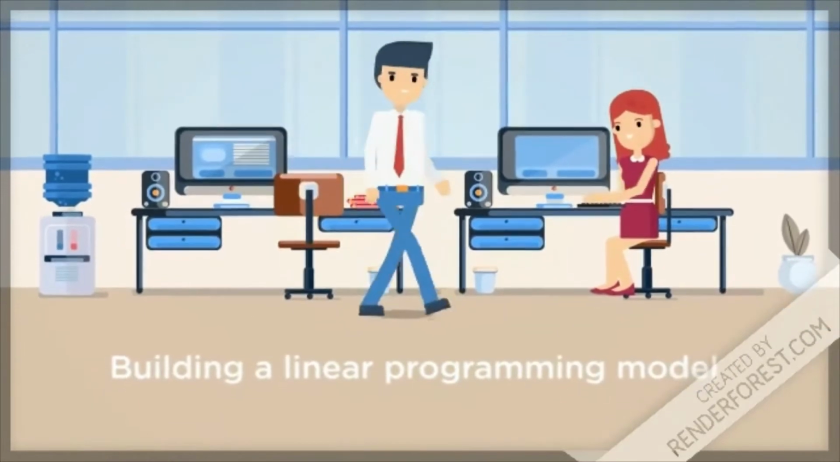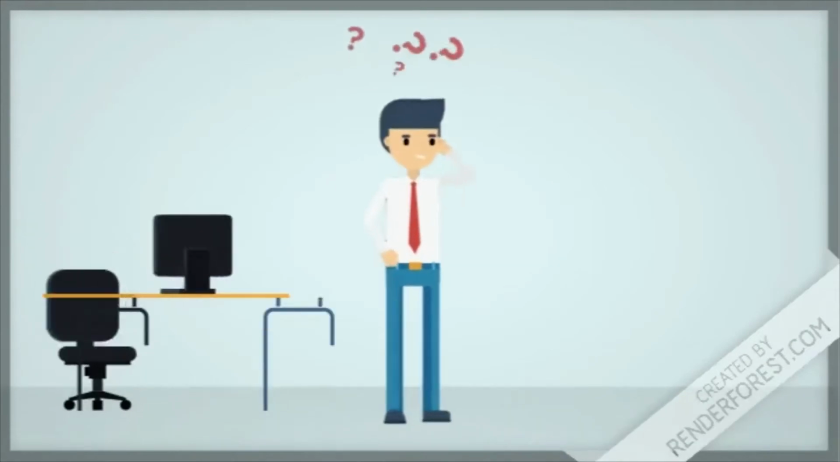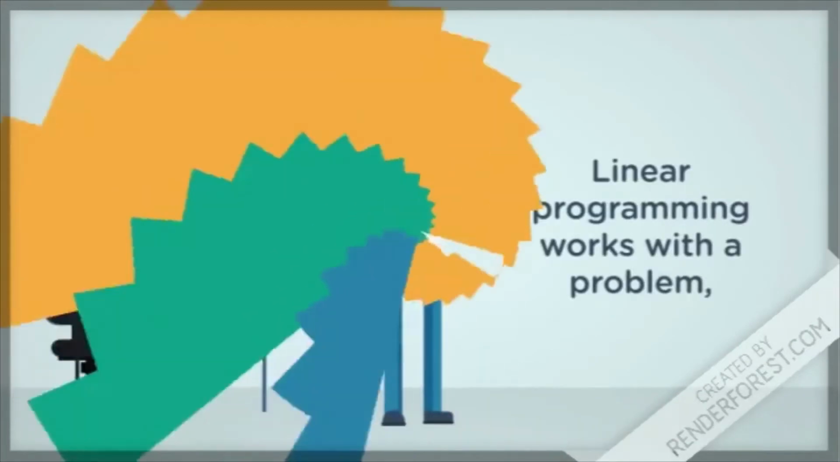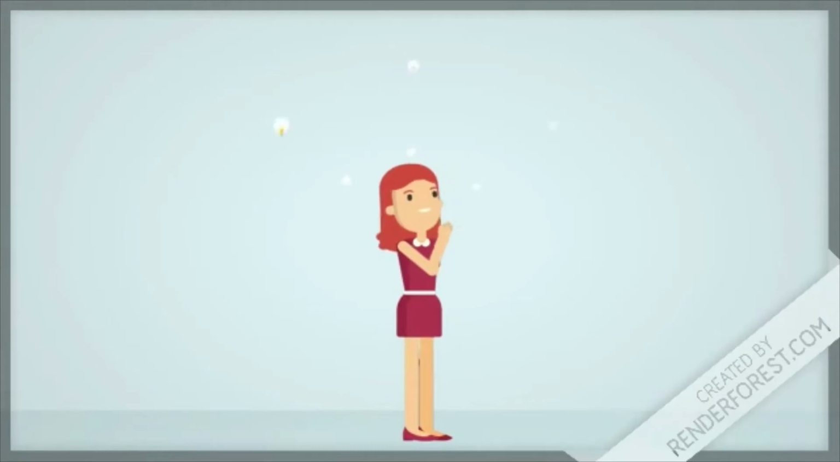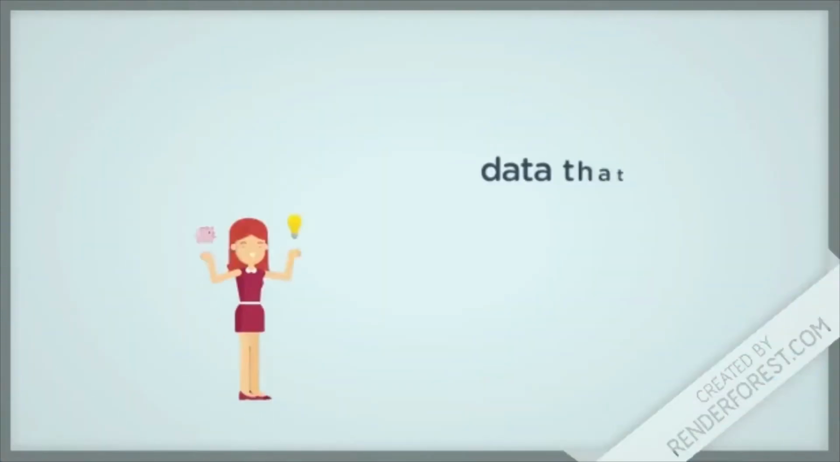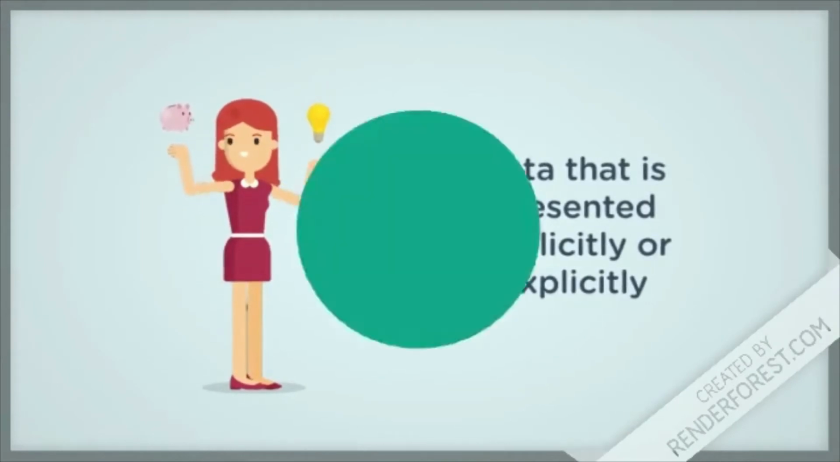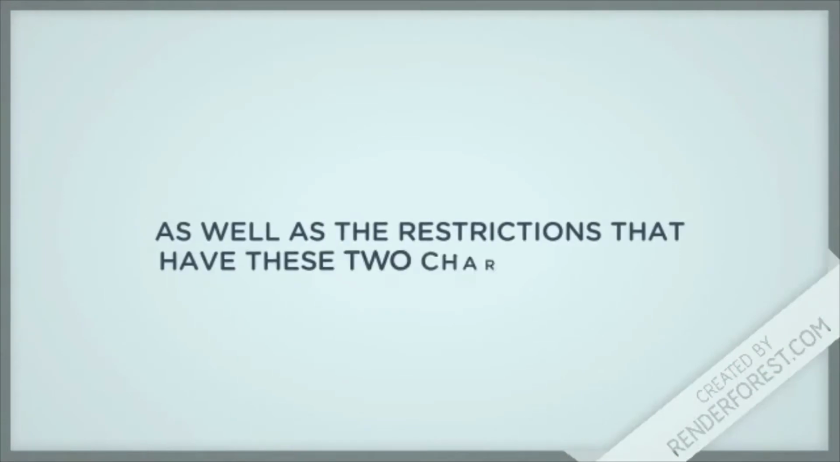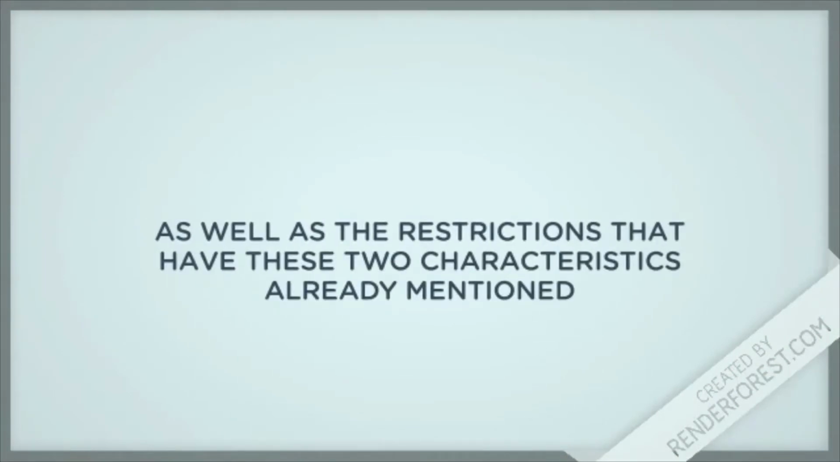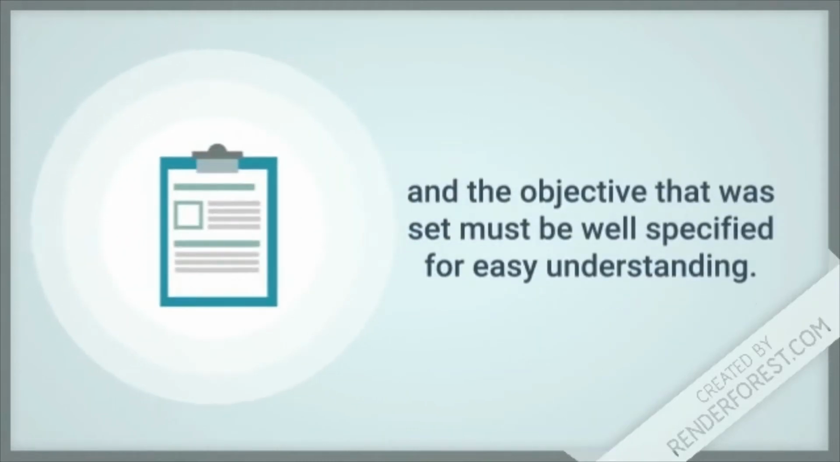Building a linear programming model. Linear programming works with a problem, which must be well defined to make it easier to define data. Data that is presented implicitly or explicitly. And the objective that was set must be well specified for easy understanding.